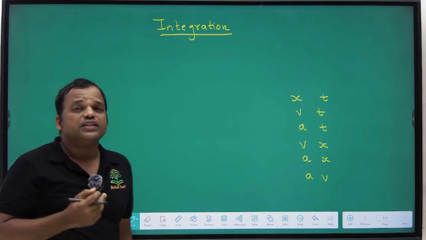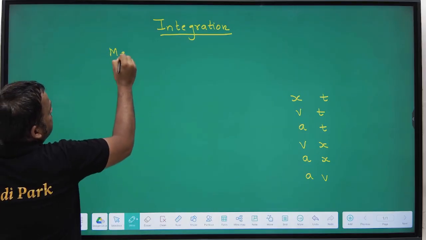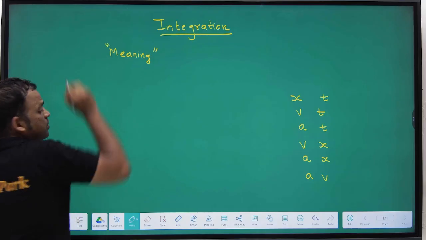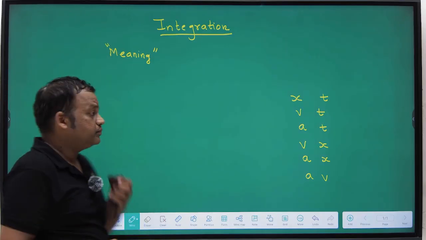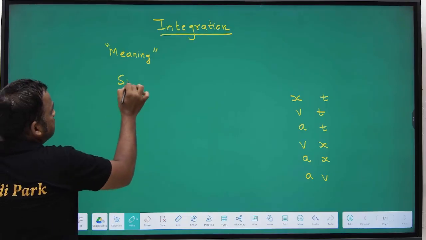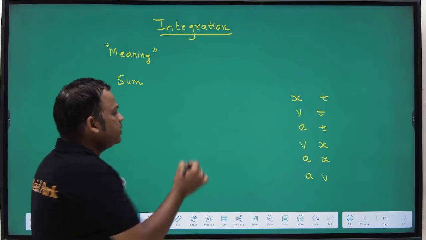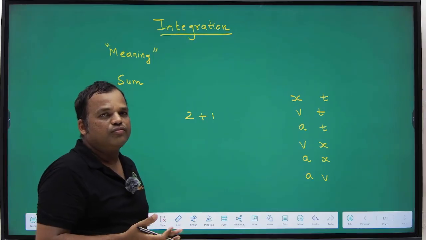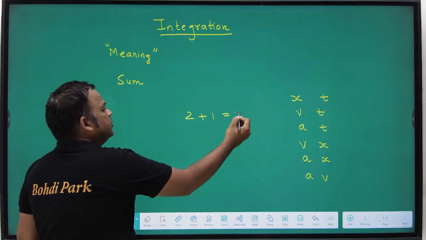So first we will discuss the meaning of integration. Integration means sum. We all know what a sum is. Like for example, if I say 2 plus 1, we know it is a sum of two numbers, 2 and 1, that is equal to 3.